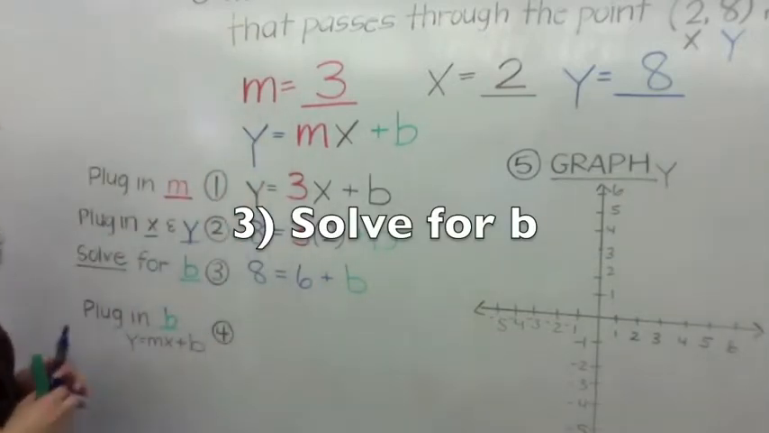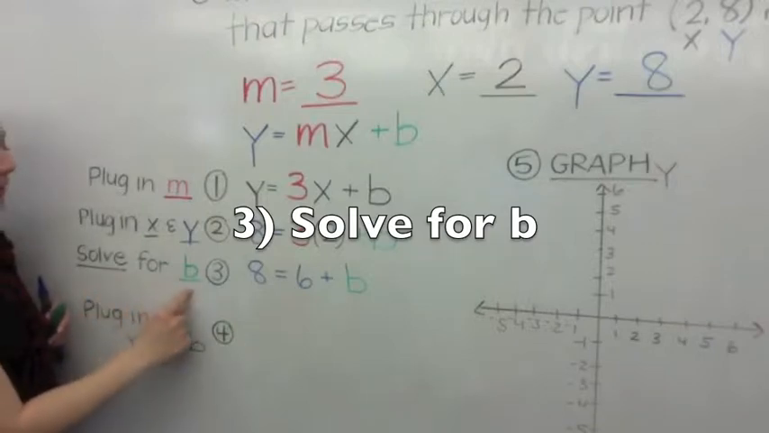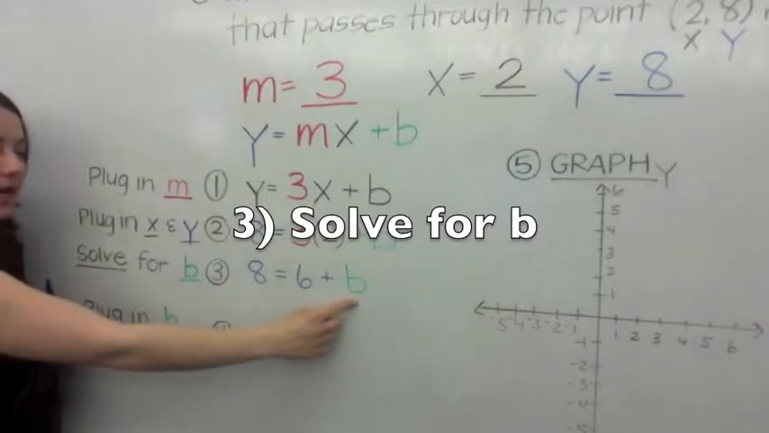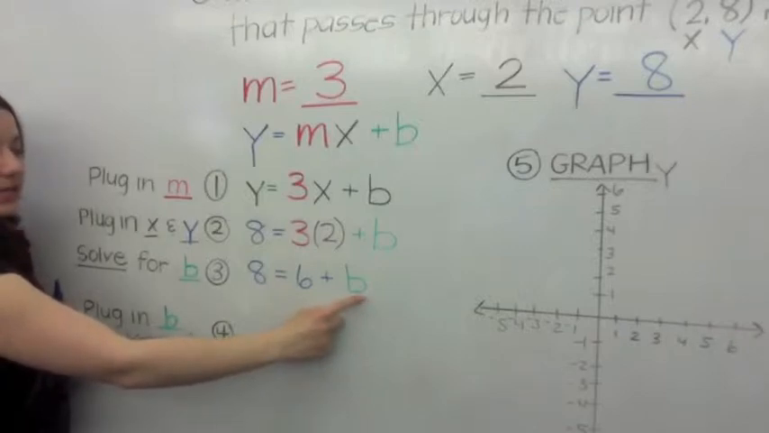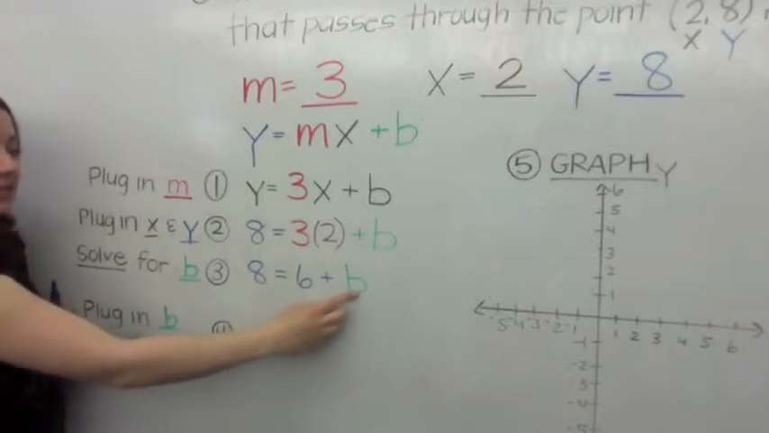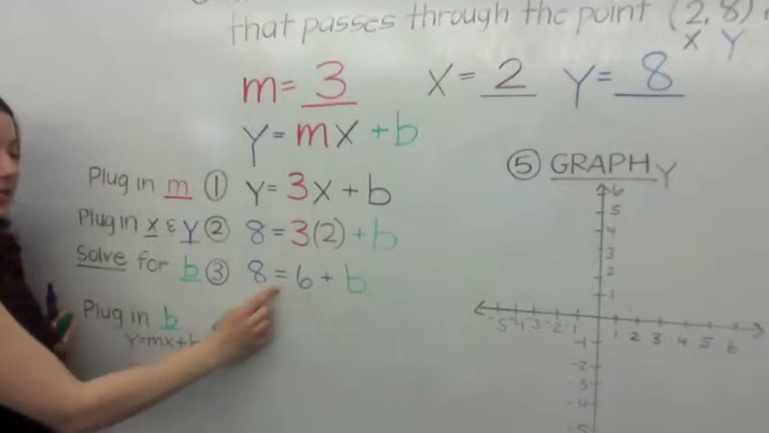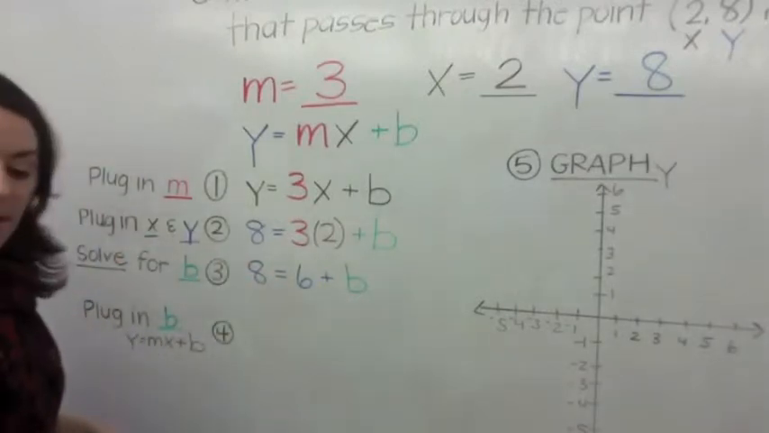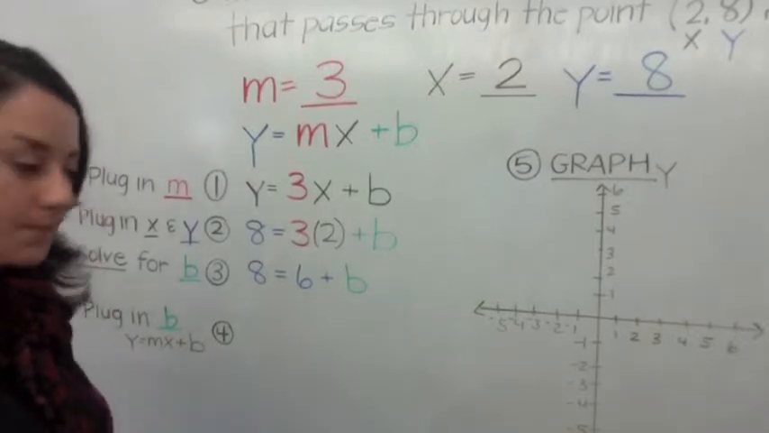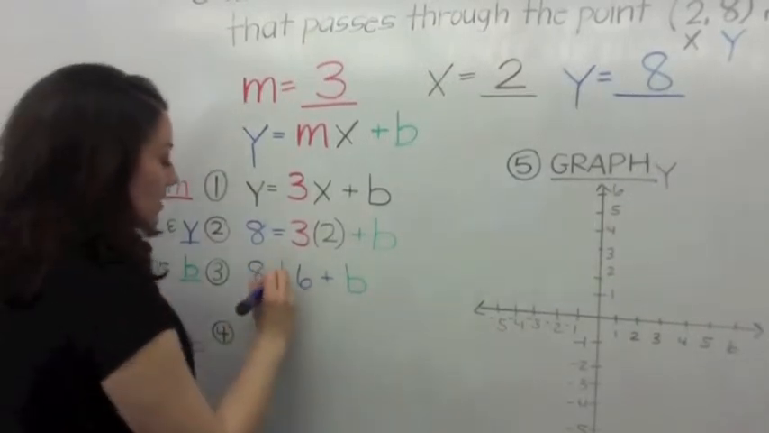Everybody read the third step with me. It says, solve for b. Can we solve for b? If we know that 8 equals 6 plus b, that's like saying b plus 6 is 8. Some number plus 6 is 8. What is that number?